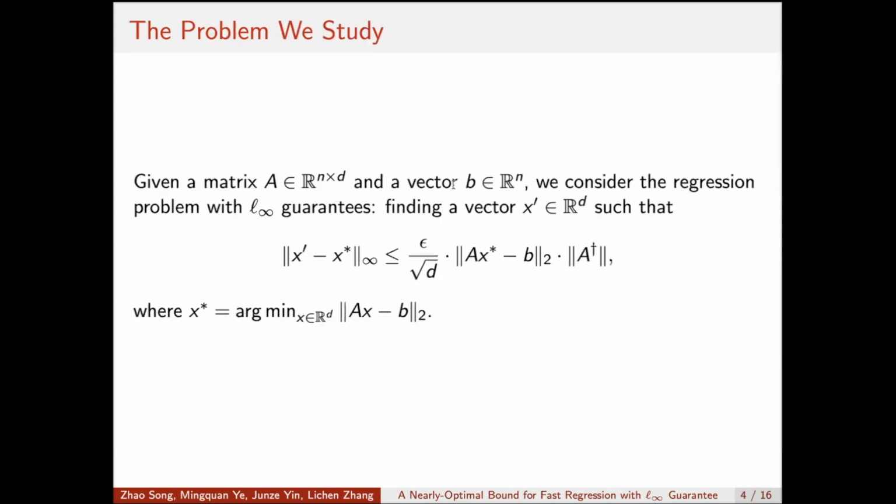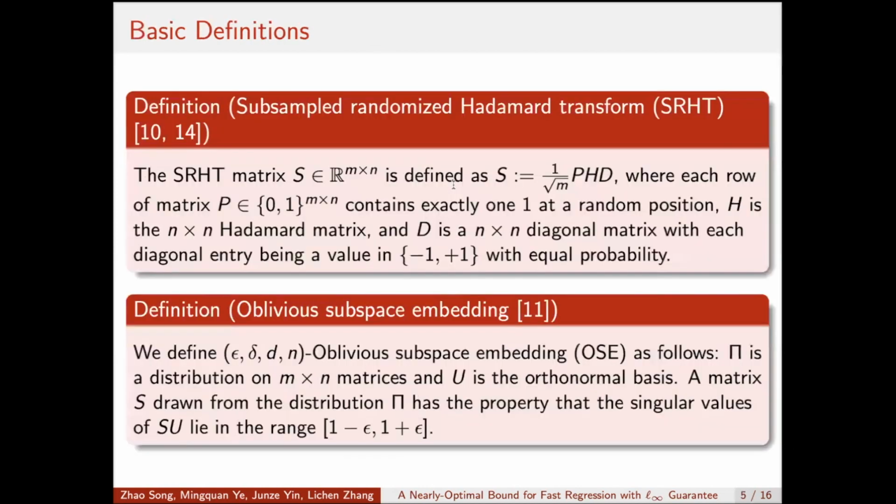This is the problem we study. We are given a matrix A and a vector B. We consider the regression problem with L infinity guarantee, namely to find the vector X prime such that X prime minus X star is bounded. X star is the exact solution of the linear regression problem, and X prime is the approximated solution.